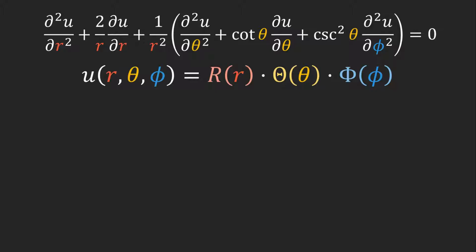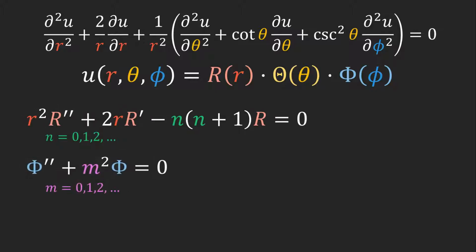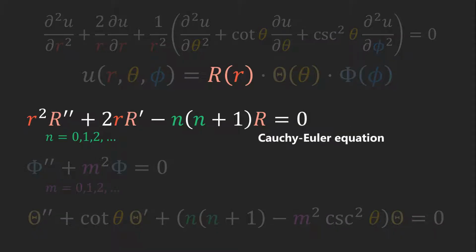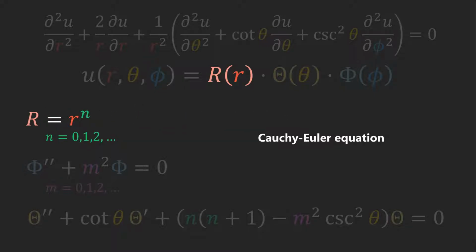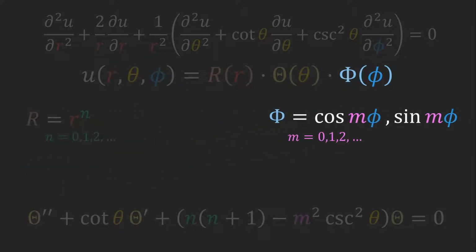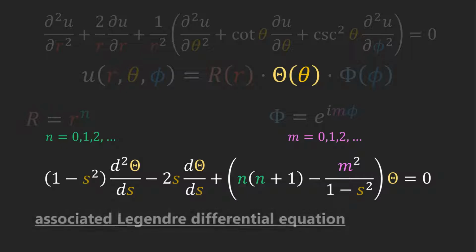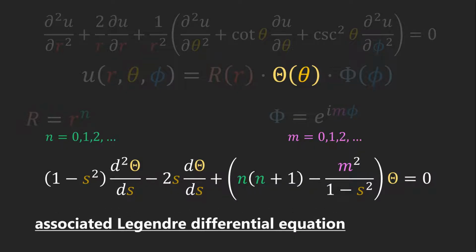with three equations, one for r, one for phi, and one for theta. The first equation was a Cauchy-Euler equation, whose solutions were just simple powers of r. The second equation had our usual sine and cosine solutions, which we combined into a complex exponential. For the third equation, we needed to make a change of variables, s equals cosine theta, as well as its corresponding differential. Making this substitution, we ended up with what's called the associated Legendre differential equation.